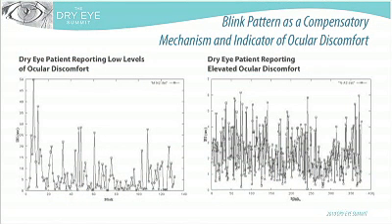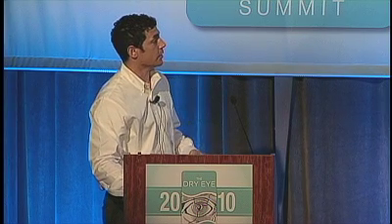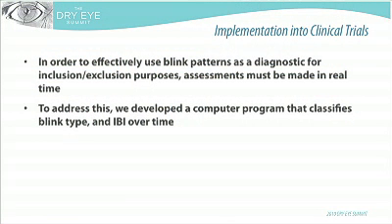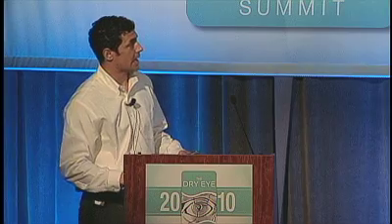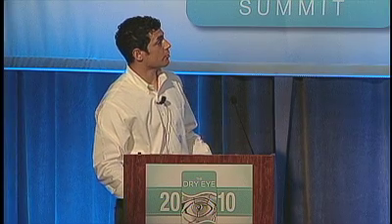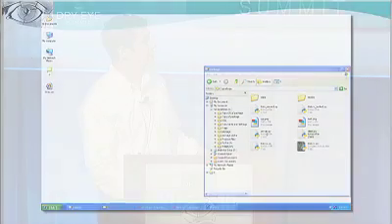So I wanted to go back to those two graphs, and if I were to tell you that this figure on the right, I could change that person to look more like the figure on the left, in my opinion, that is a clinically relevant therapeutic effect. So now, in order to actually classify patients for inclusion in clinical trials based on a blink pattern, we had to be a little creative in how we could get this type of information in real time. So to address it, we developed a computer program that classifies blink type and IBI over time.